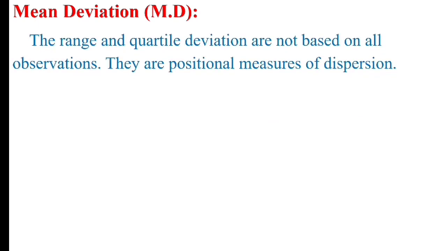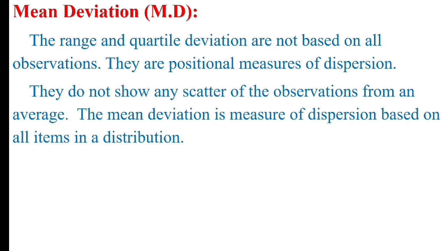First, what is the definition of mean deviation? The range and quartile deviation are not based on all observations because they are positional measures of dispersion. Here we are going to study mean deviation. It shows the scatter of observations from an average. The mean deviation is a measure of dispersion based on all items in a distribution.